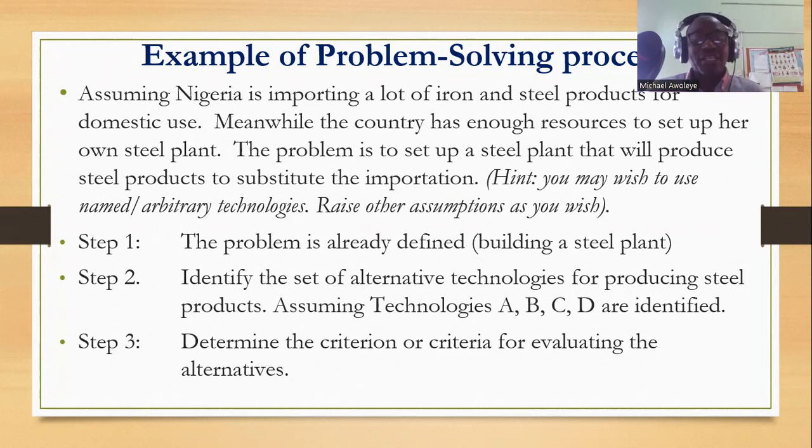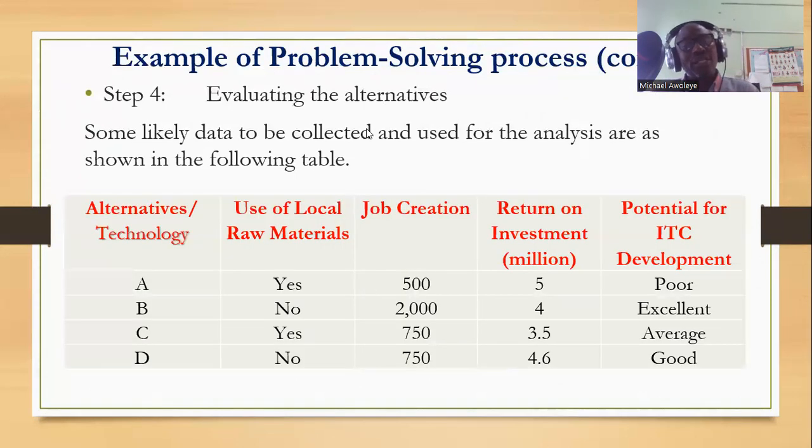Now we have technology A, technology B, technology C, technology D. They are identified. These are the 4 available alternative technologies that could be used. And then number 3, they have to determine the criterion or criteria for evaluating the available alternatives. Now let's look at this. Step 4 now is to evaluate the alternatives. So this is the scenario.